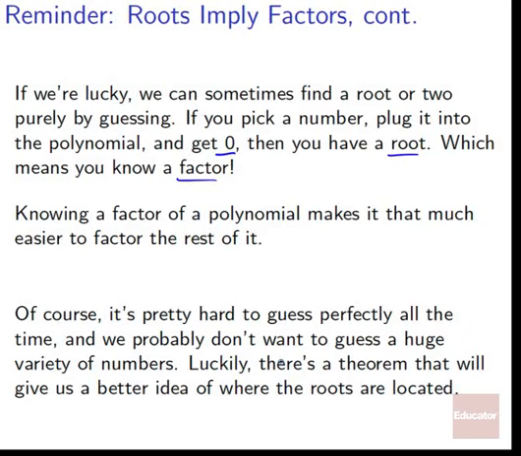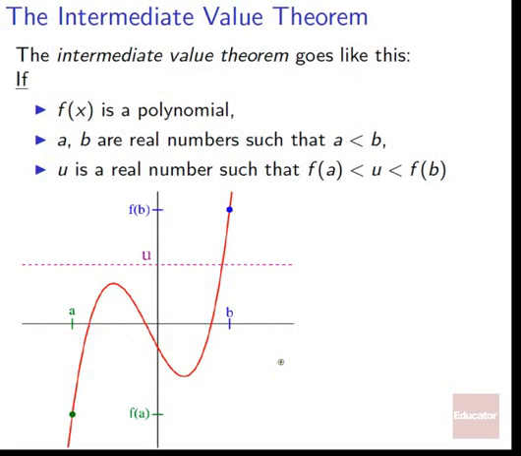Luckily, there's a theorem that will give us a better idea of where the roots are located. The intermediate value theorem will help us find roots. So it goes like this. If, first, f of x is a polynomial, so for example, we've got this nice red curve here, that's our f of x.